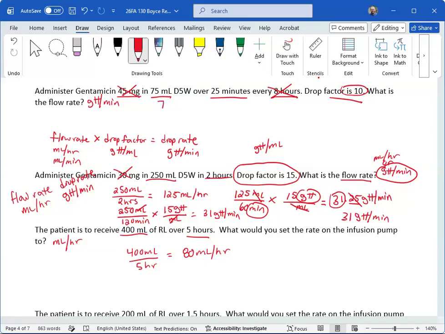So what am I going to do? I'm going to take my 75 milliliters over my time, which is 25 minutes, times my drop factor, cross out mLs. I'm left with drops per minute. Now I made this easy, right? So 75 divided by 25 is 3, times 10. So this is a nice even 30 drops per minute, which is most likely the type of question you're going to see, where it's kind of straightforward like that.